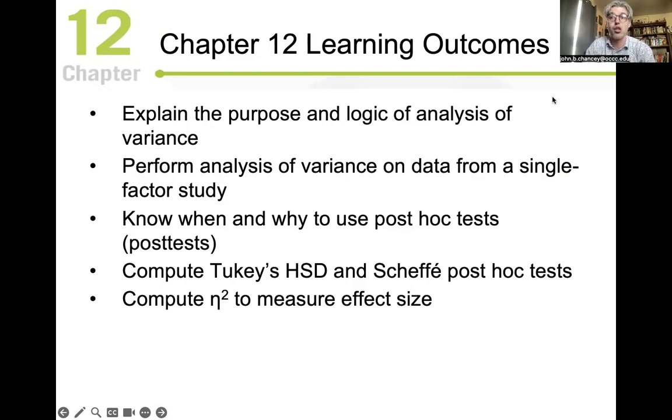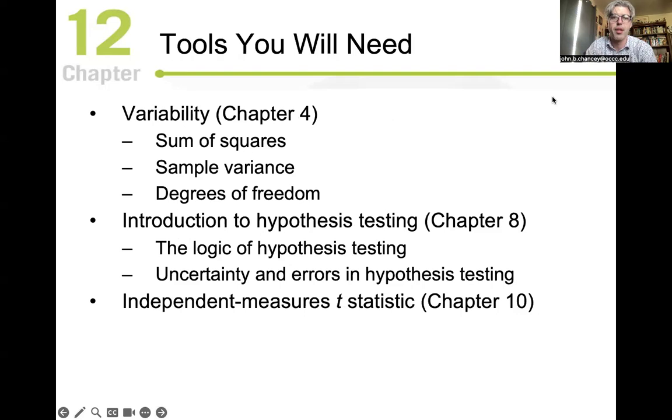But those are post hoc tests that you use when you find significant results, and then we can also use eta squared to measure effect size, kind of like we used effect size in previous chapters with our hypothesis testing. So the tools you're going to be needing: we're going to be focusing on the topic of variance or variability, sum of squares, sample variance, degrees of freedom, things we've talked about before, all the way back from chapter four. We'll bring in ideas we've been working with as far as hypothesis testing, and then the independent measures t-test as well. So nothing too new, but just reorganizing it in a new way.